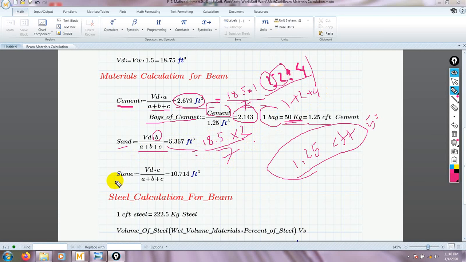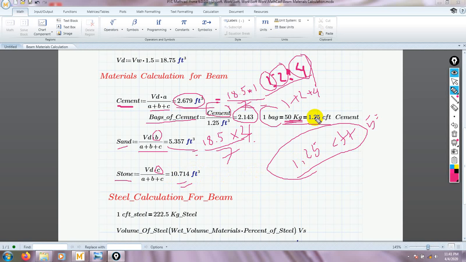Similarly, when we go for stone or aggregate, we have to multiply the dry volume with the individual ratio of stone. It's 4, so it will be 18.5 into 4 divided by 7. So we'll find that. In this way, we'll be able to find out the concrete materials for a beam.